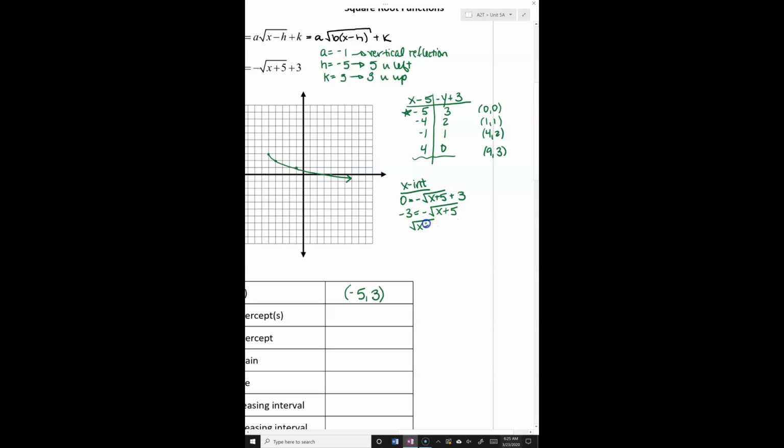So we have the square root of x plus 5 is equal to 3. We do know what this is. Well, this is good practice. And then we get x is equal to 4, which is in our chart. It's the y-intercept that we don't know.